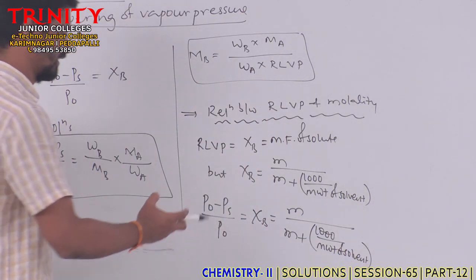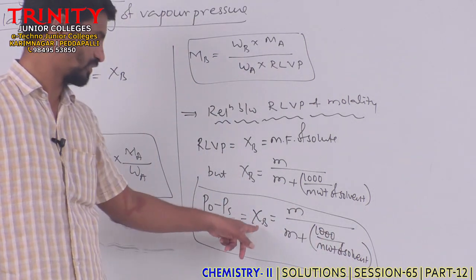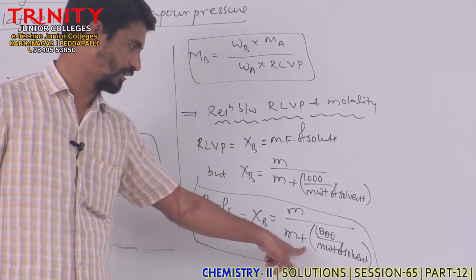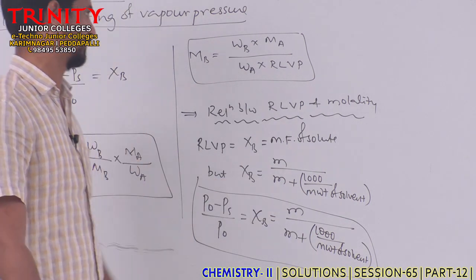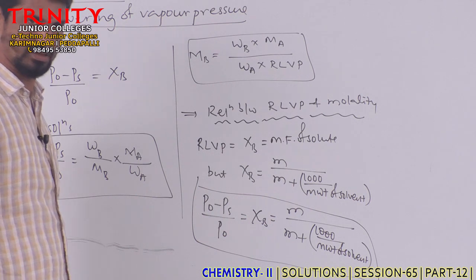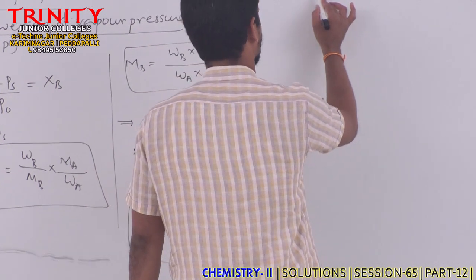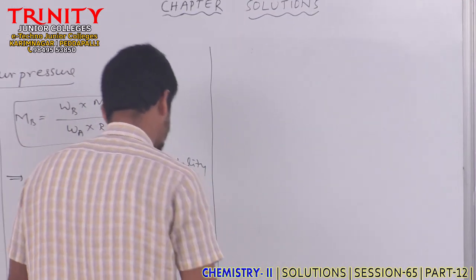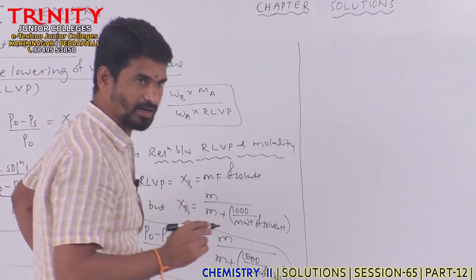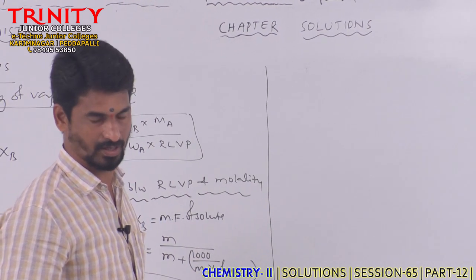So like this we get the relation between RLVP and molality: RLVP equals the mole fraction of solute, which equals molality of the solution by molality plus 1000 by molecular weight of solvent. Is it clear? So this is about RLVP, relative lowering of vapor pressure. Next we are going to discuss the experimental determination of RLVP by Ostwald-Walker's method, Ostwald's dynamic method.